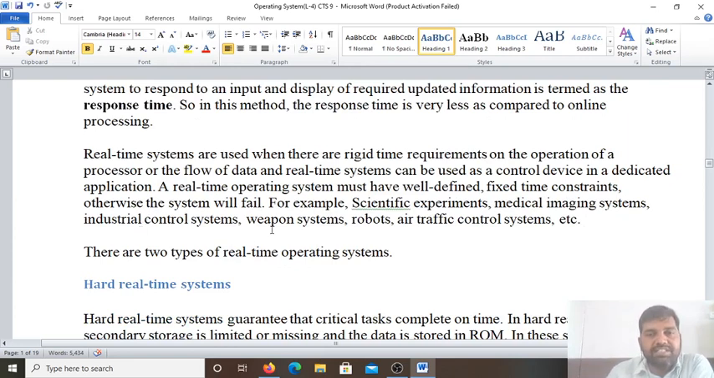So real-time operating systems are used for scientific experiments, medical imaging systems, industrial control systems, weapon systems, robots, and air traffic control systems. They use this type of system, the real-time operating system.